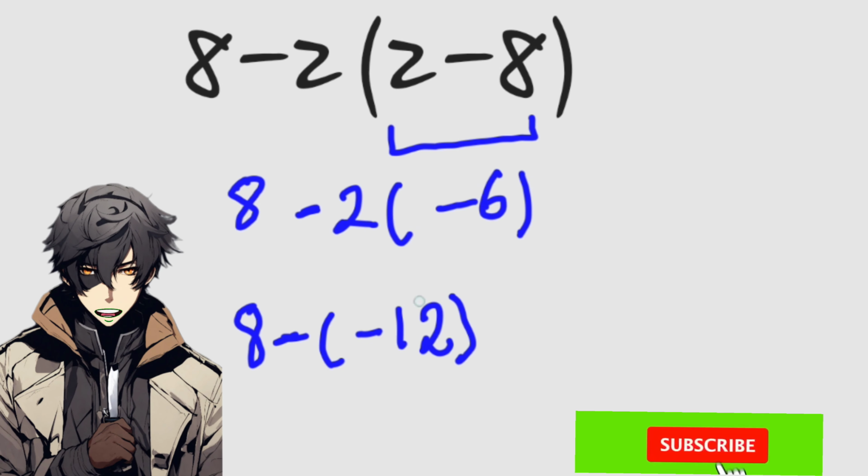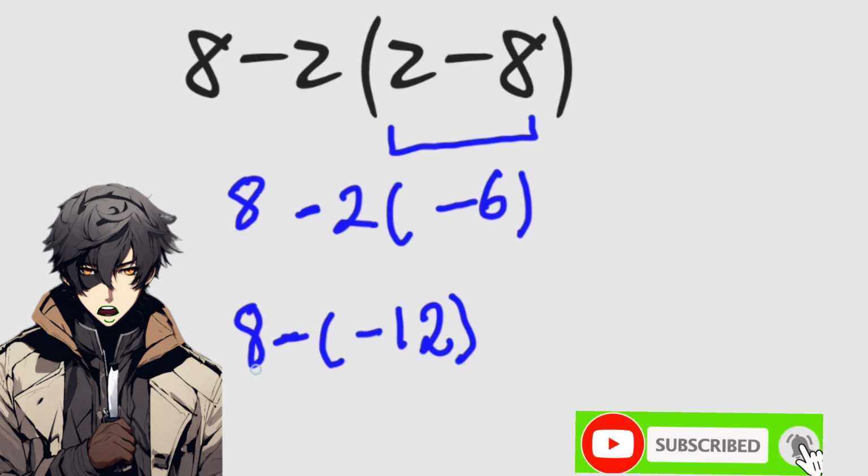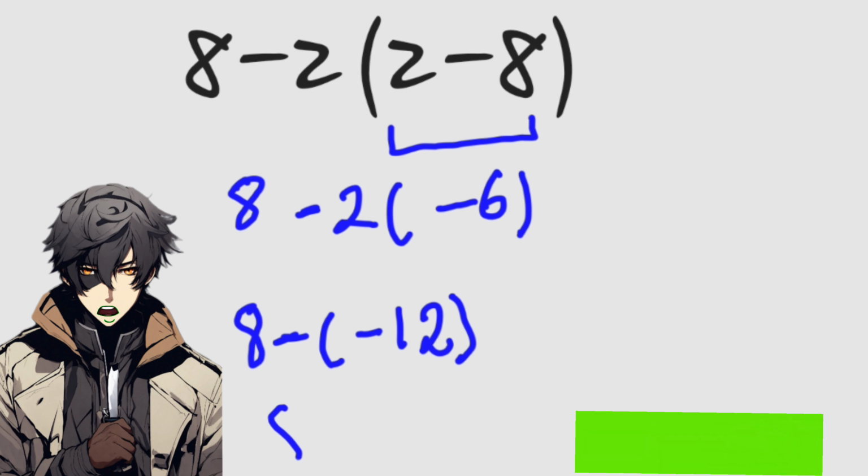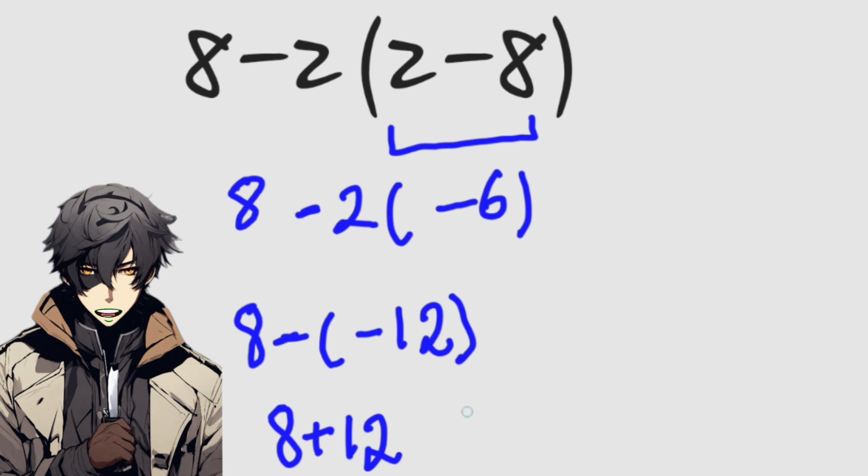Step 3. This final step is crucial. Remember, subtracting a negative number is the same as adding a positive one. So 8 minus negative 12 becomes 8 plus 12. 8 plus 12 equals 20. So the correct answer is 20.